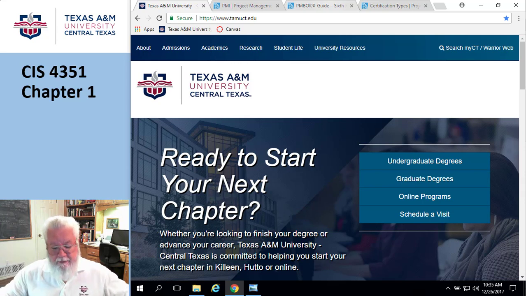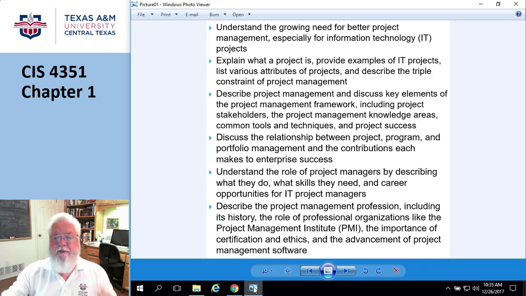So, Chapter 1 is Introduction to Project Management, and it's on page 1 in the book. The first thing we're going to do is just talk about the learning objectives. I always like to go through these because it sets the tone for what this chapter is going to be. So, understand the growing need for better project management. Explain what a project is. Describe project management key elements. Discuss the relationship between a project, program, and a portfolio. Understand the role of project managers and describe the project management profession, including its history and all the rest of that stuff. So those are our learning objectives for this chapter.